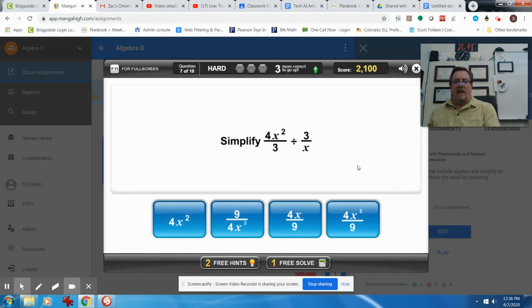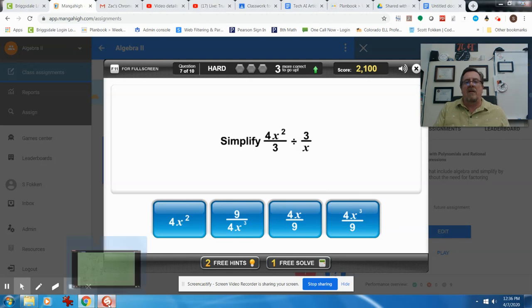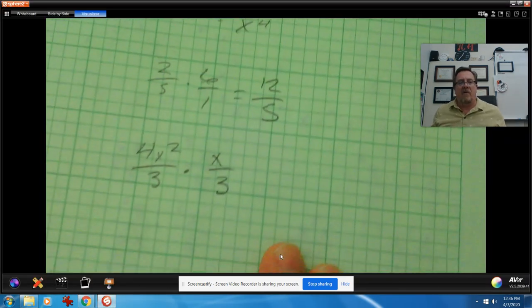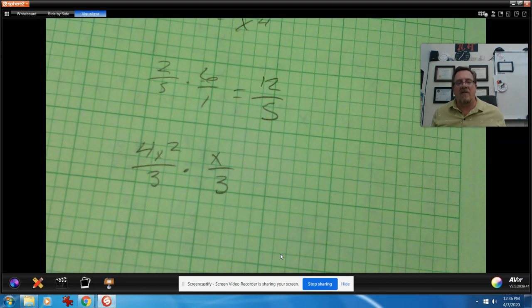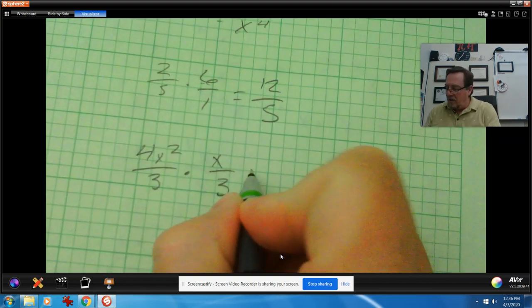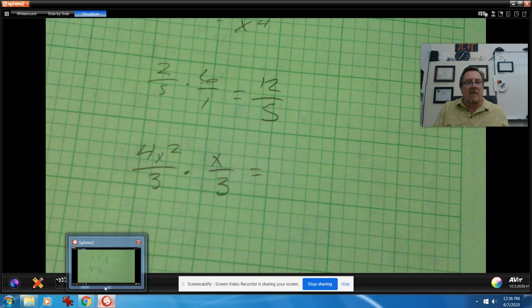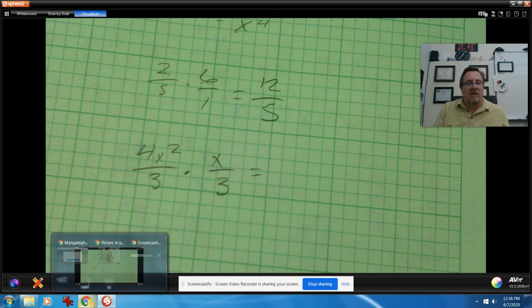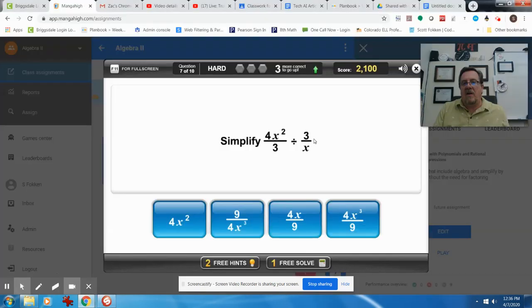So simplify 4x squared over 3 divided by 3 over x. What are we going to do with that one? Keep it, change it, flip it, they all said. We're going to invert and multiply. Let me show you what I mean. That's going to now be 4x squared over 3 times x over 3. Because we had to keep it, change it, and flip it, right? So we had 3 over x, that's going to become x over 3.